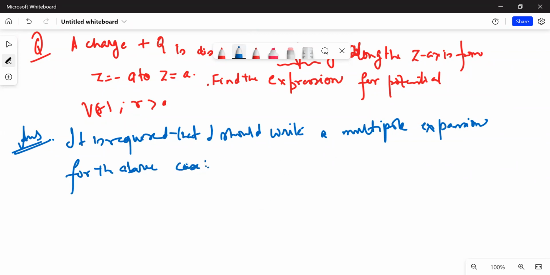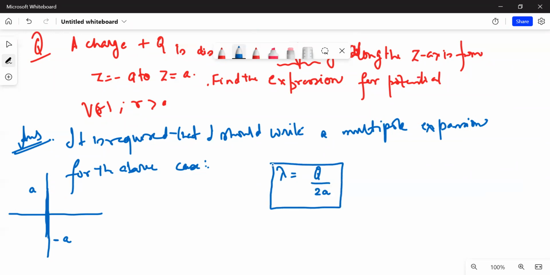So already I know that my charge Q is distributed uniformly along the z-axis, from minus a to plus a. So what would be lambda? Lambda would be equal to Q upon 2a. Is that clear? Total charge divided by total length. Is that clear, beta? Yes, sir. Okay. So instead of rho d tau, or instead of dq, I would write lambda dz. Is that clear?